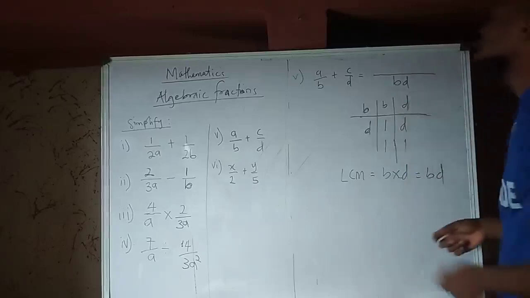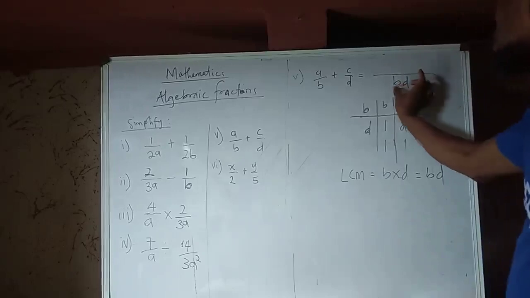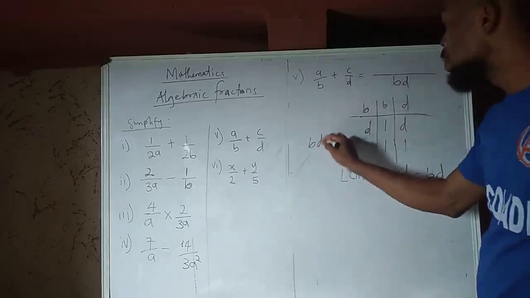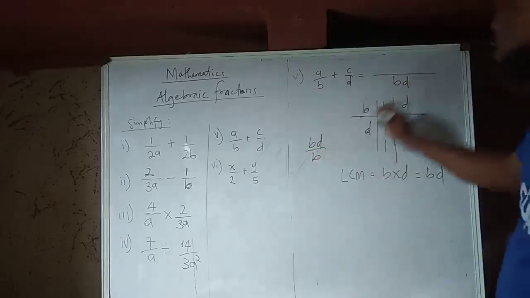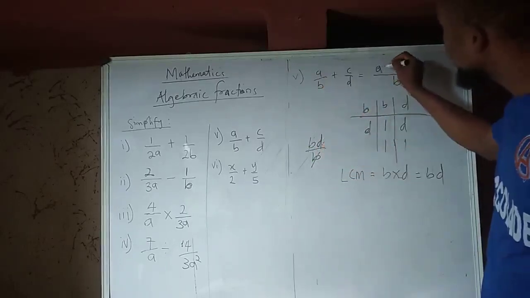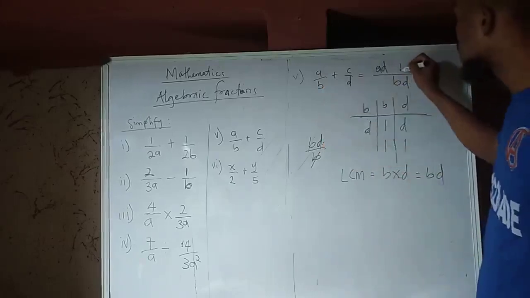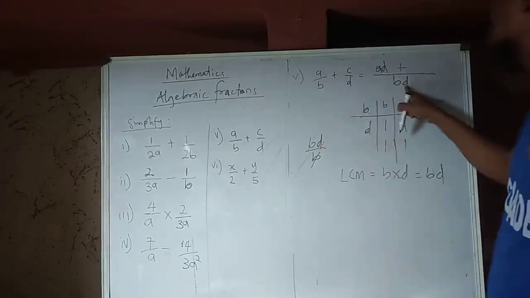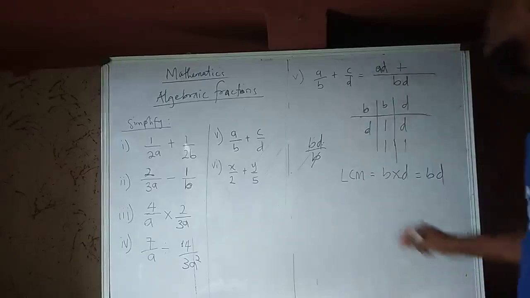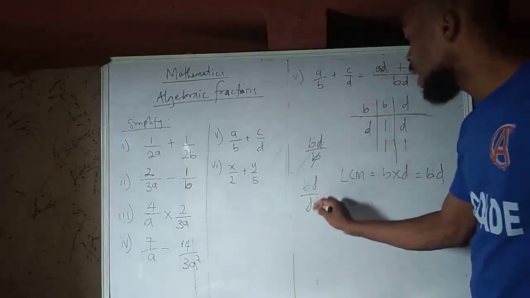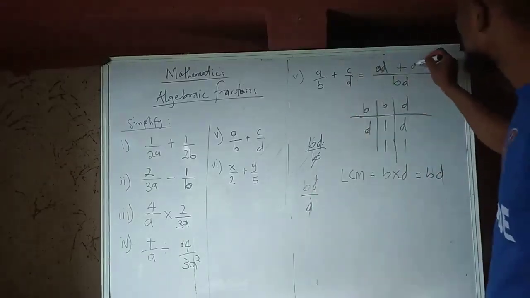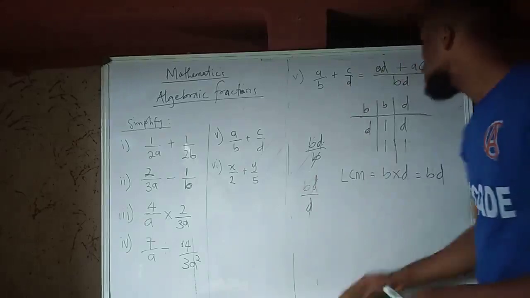So what do we do with bd now? We say bd, please follow me, bd divided by b is going to give us d, right? bd divided by b, b will cancel b, we'll be left with d. So d times a will be ad. Then because there is a plus sign here, we go with the plus sign. And bd divided by d is going to be, look at this, bd divided by d is going to be b, left with b. So b times c is going to give us what?